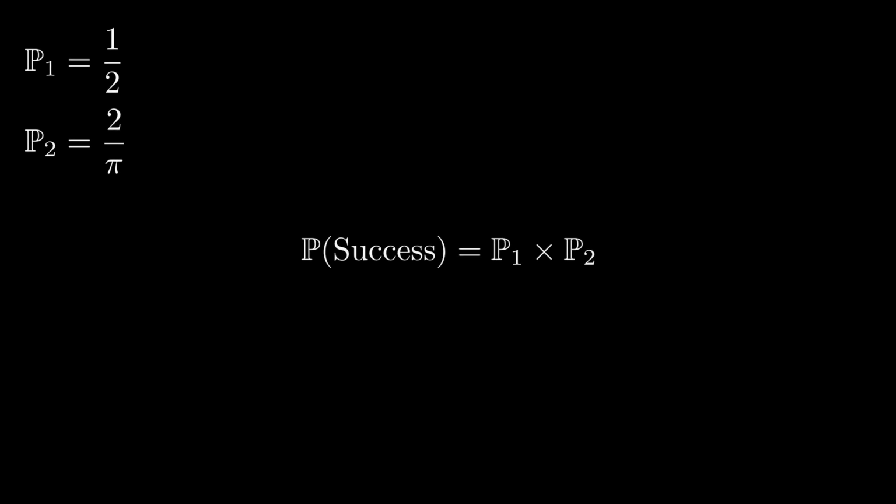Now, remember that the probability of a success is the product of the probabilities of our two conditions. This finally leads us to the result that the probability of our match hitting a line is equal to 1 on pi.